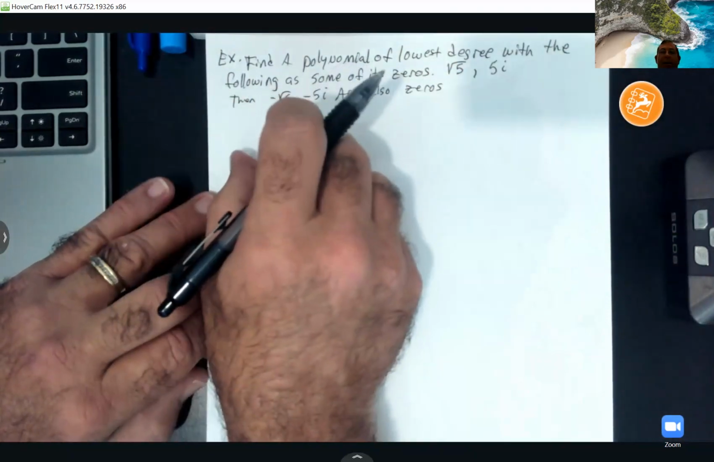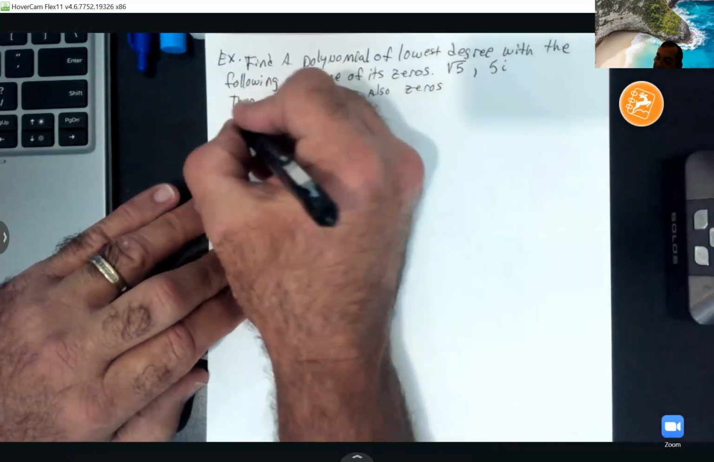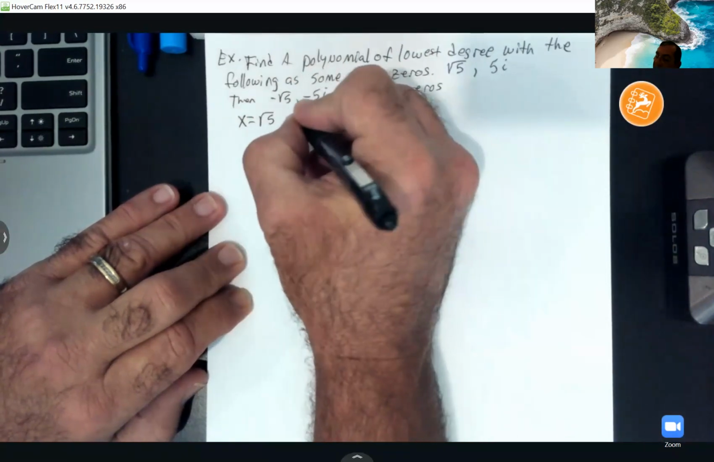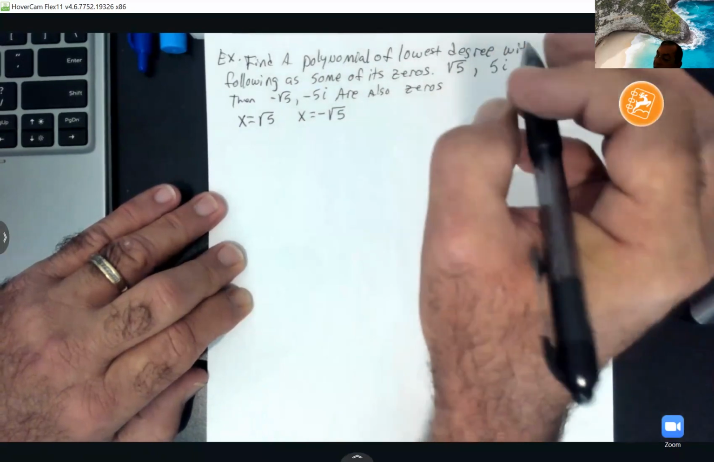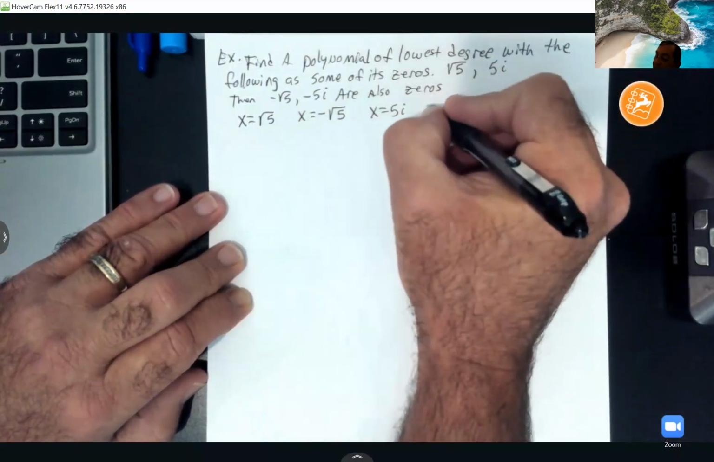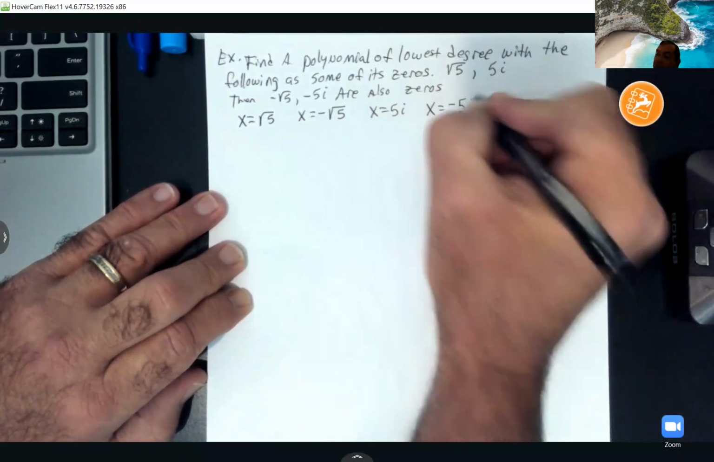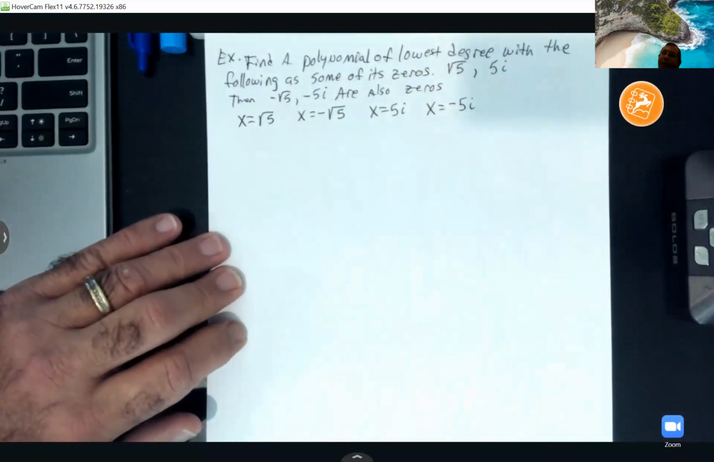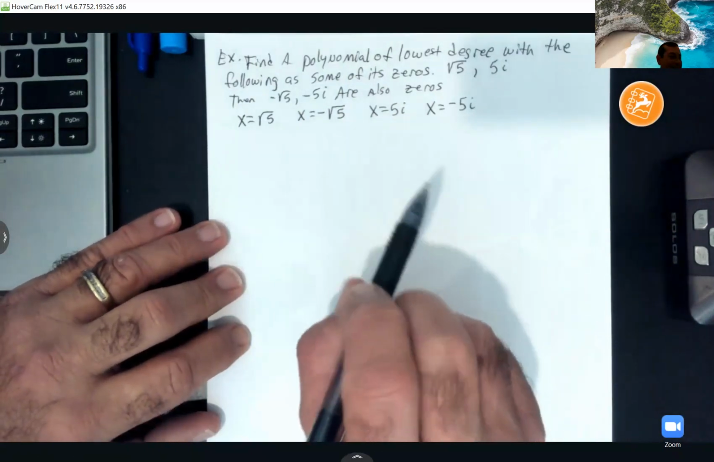So I'm just going to put my radical ones together and then my imaginary. So let's see. I'll do x equals square root of 5. X equals a negative square root of 5. X equals 5i. And x equals a negative 5i. So yeah, y'all, you had to assume the conjugates of both of these on this one, okay?